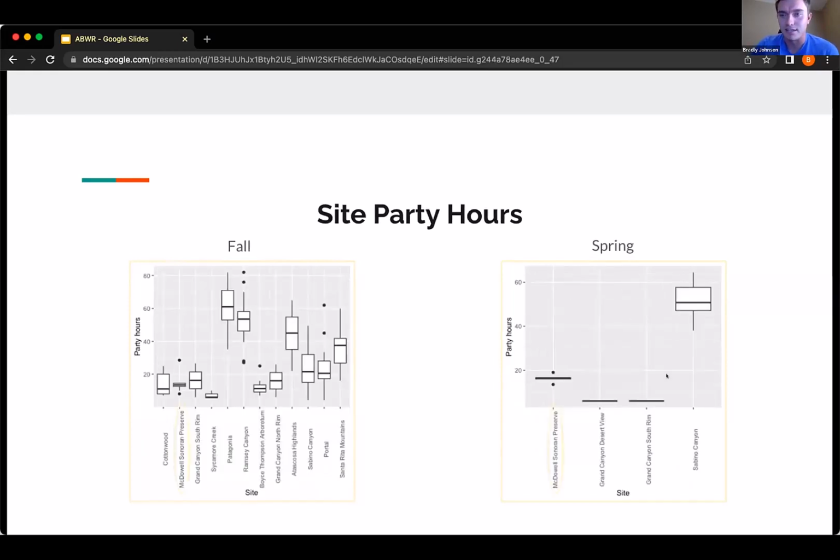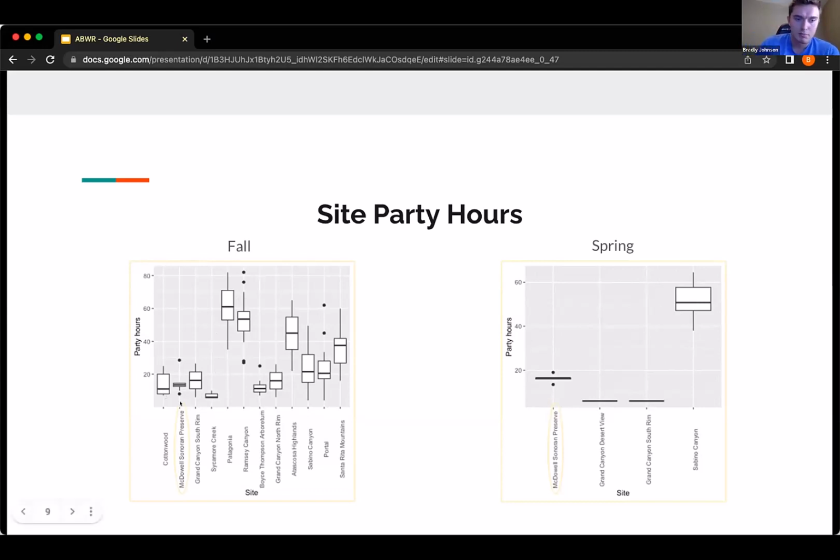Okay, so now that we've looked at the overall party hours, we're going to break it down by site. So here are the sites that we had. As you can see, the preserve is the second one. And on the y-axis, we have the party hours, which is individual or independent to each site. These are box and whisker plots. So the top part of the box and whisker plot indicates 75%. This little line here is the mean, and the bottom is 25%. And then the top of the whisker is 100, and the bottom is 0. Any dots would be outliers for this sampling set.